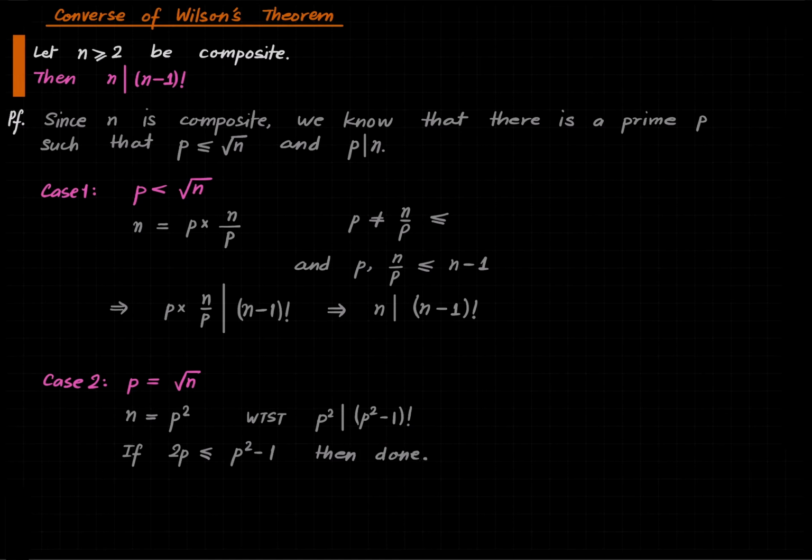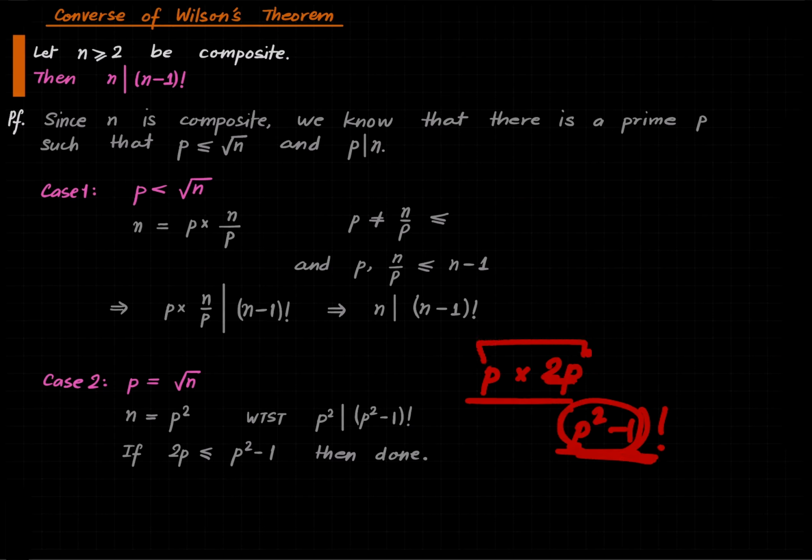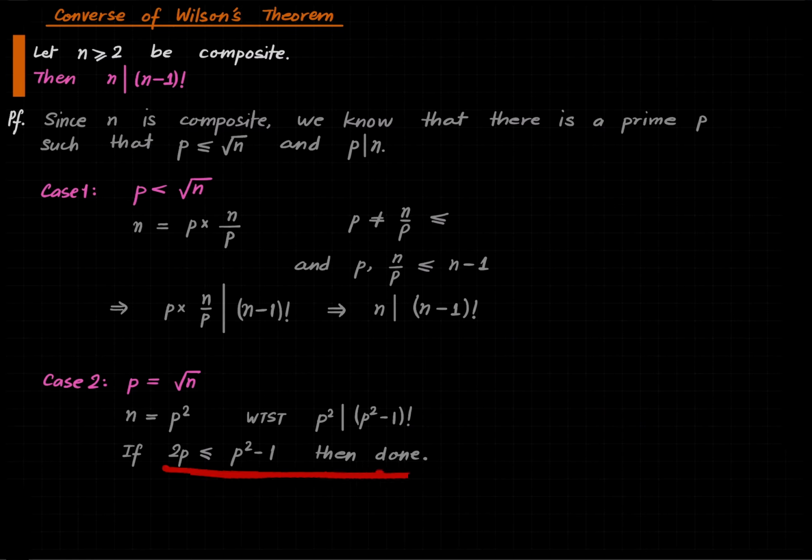Why is it that we are done? Because if 2p is less than p square minus 1, then p times 2p appears in this, if you expand out this factorial. If 2p is at most this, then when you expand out this factorial, both these numbers will appear, and hence in particular we are showing that 2p square divides n minus 1 factorial. So just think about this.